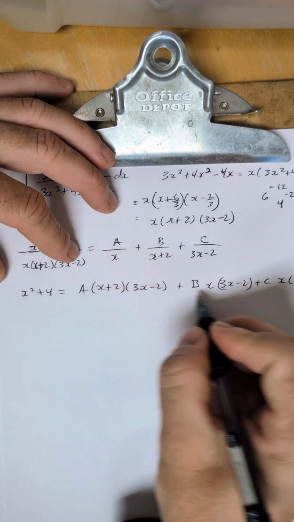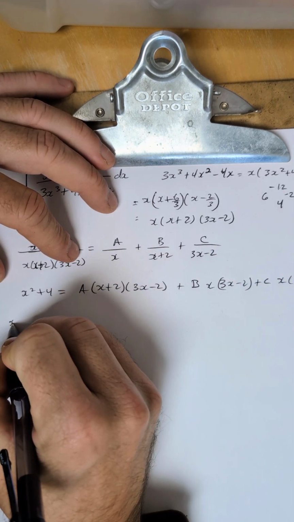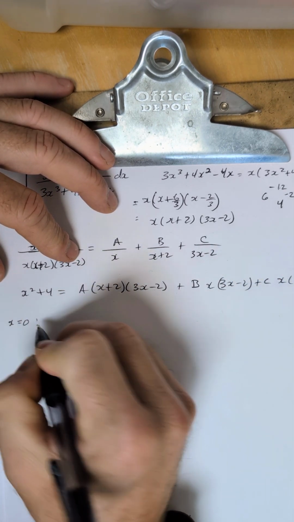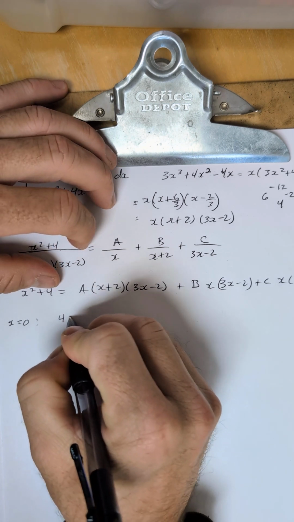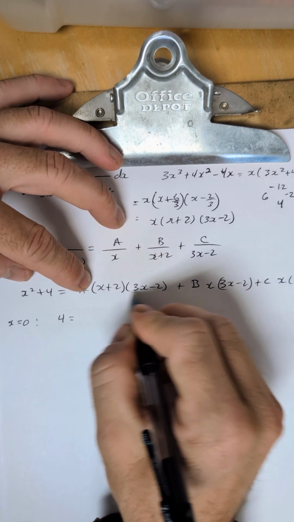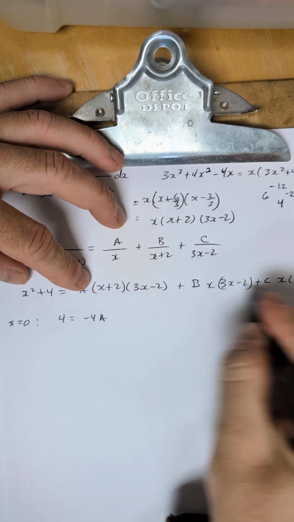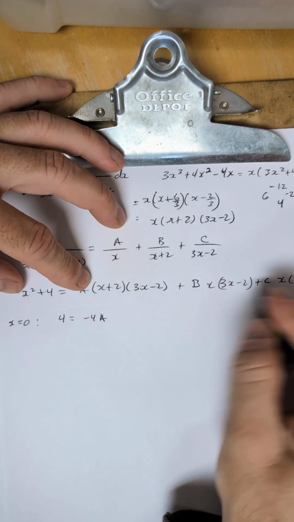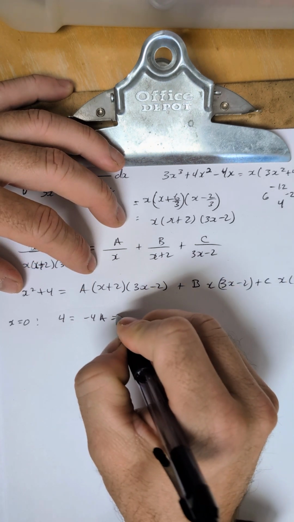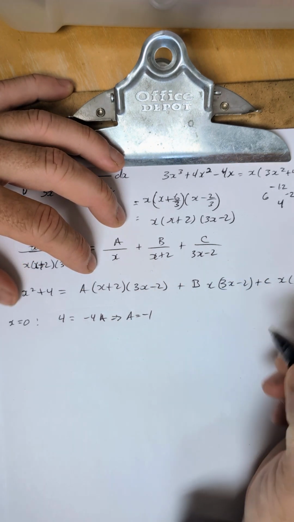Since these are all linear factors, the method 1 we discussed in class will be easiest to solve. So I'm going to plug in x equals 0. It's going to leave a 4 on this side. This term here is going to leave a negative 4a. And these two terms are both 0 since x equaling 0 will cancel everything else out there, which implies that a is equal to negative 1.